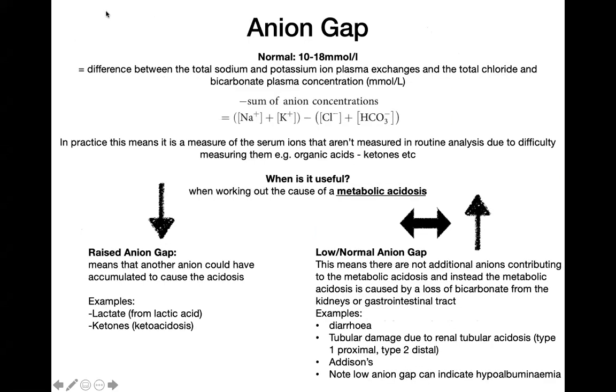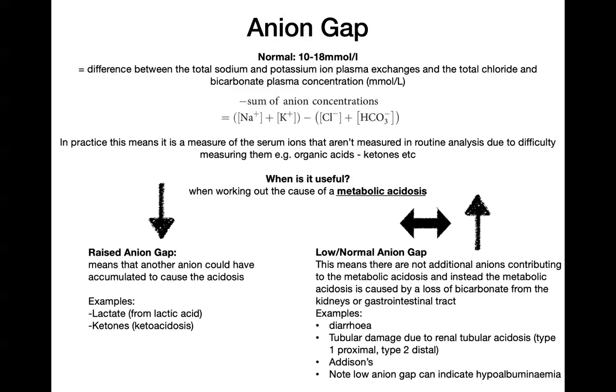Then we go to anion gap. So anion gap can be confusing. Just remember what it is. It's slightly in the name, so it's anion gap. It's worked out by looking at the difference between total sodium and potassium ions and the total chloride and bicarbonate. So that's literally what the equation is. And I just find it useful to remember the equation, both if you ever have to work it out, and also just to keep in your head what it actually is we're talking about.